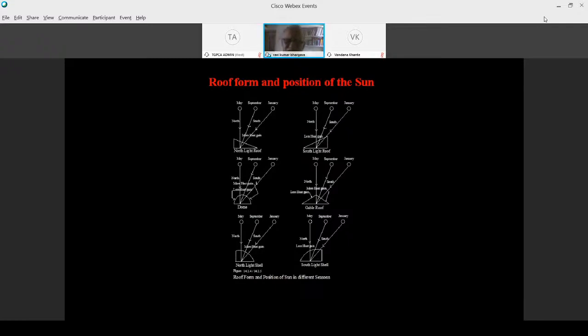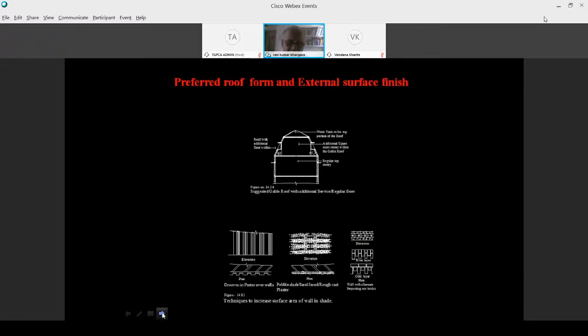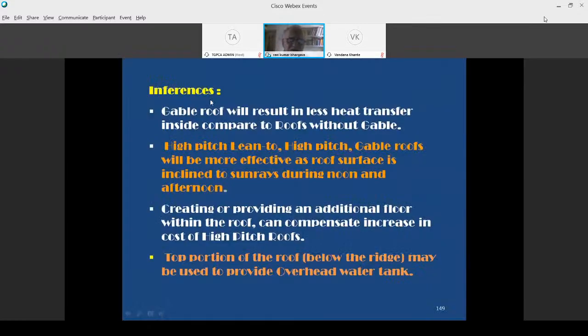The similar study, friend, you can do for lean-to roof, for shell roof, and other types of roof, and study what the heat gain is. Then, friend, here I will go back to the earlier slide afterwards. My inferences are the conclusions I have derived. Gable roof will result in less heat transfer inside compared to roofs without gable.